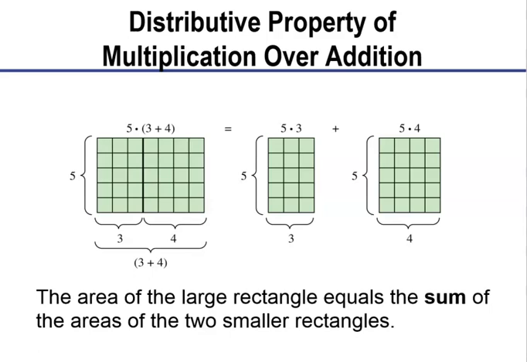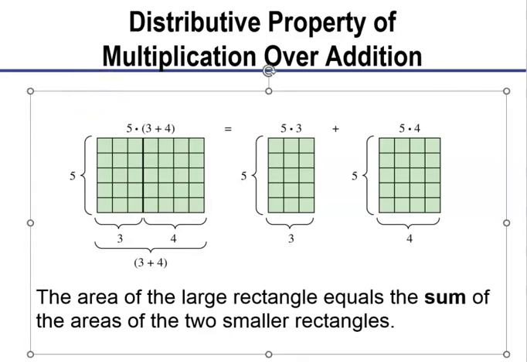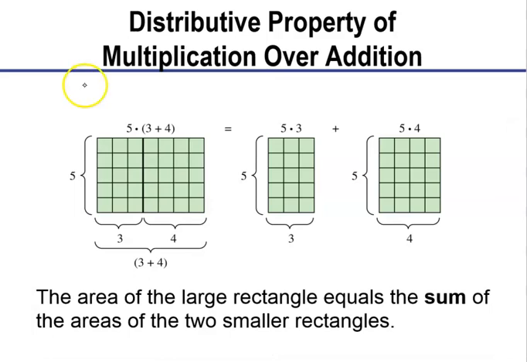So, first of all, what is the distributive property? Well, it says that, let's write it above, if we have 5 times 3 plus 4, then we can distribute multiplication across addition. In other words, we can say 5 times 3 plus 5 times 4.